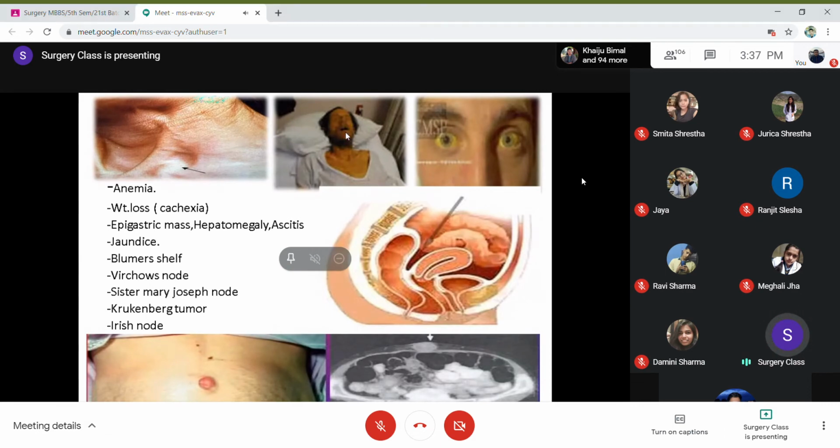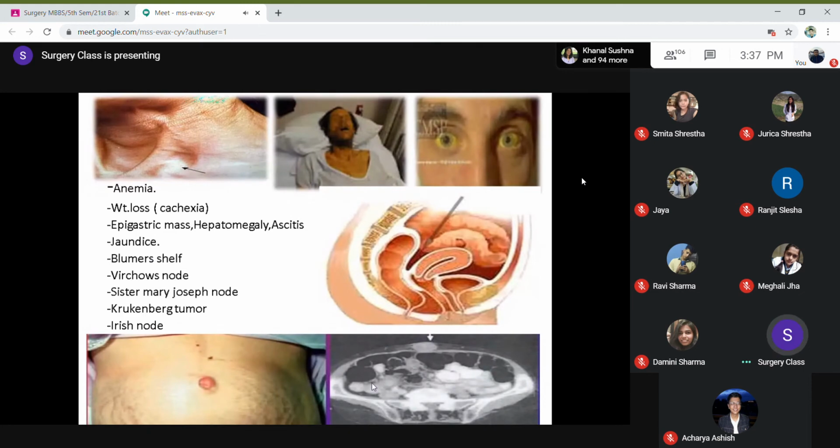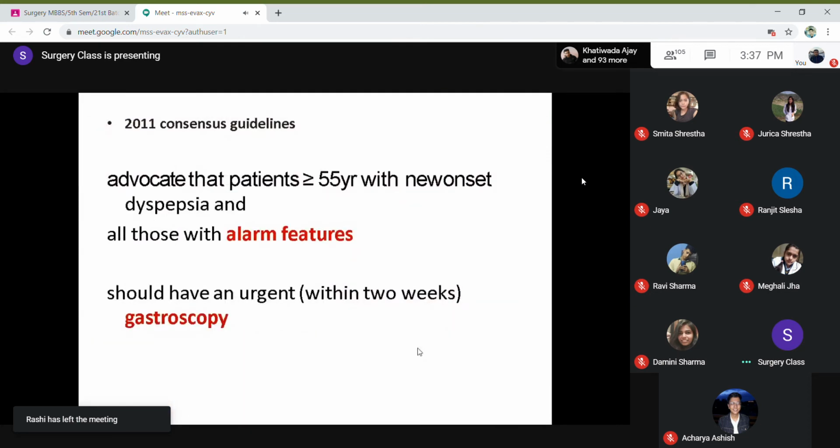how he has lost weight. Okay, you see a CT scan of this patient, you can see the tumorous deposits in the umbilical nodule. As I have said, the consensus guideline: more than 55 years with new onset dyspepsia or those with alarming features should have an urgent gastroscopy within 2 weeks.